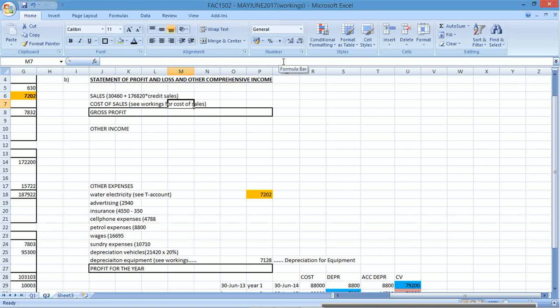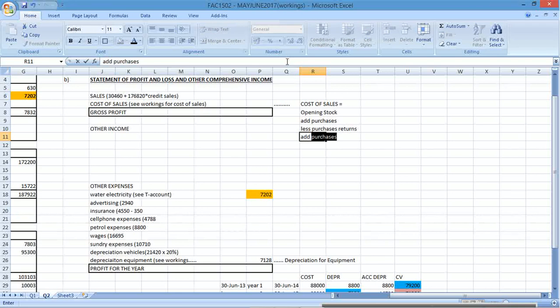Cost of sales. Okay, so this is what we're going to do here. Cost of sales is equal to opening stock, add purchases, less returns, add other costs, less closing stock. Does that make sense? Yeah. Gives you cost of sales equals cost of sales.